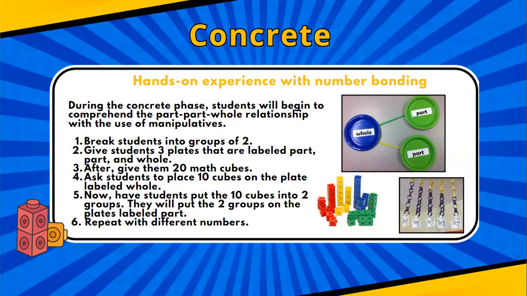So first, we're going to break students into groups of 2 and then give students 3 plates that are labeled part, part, and whole, just like in this picture over here. And then after that, we're going to give them 20 math cubes. And then we're going to ask students to place 10 of those cubes on the plate labeled whole.